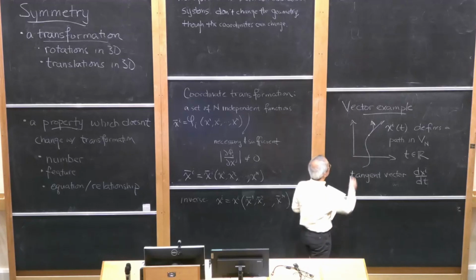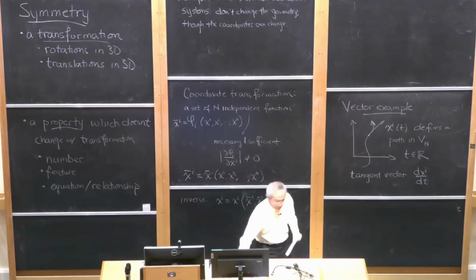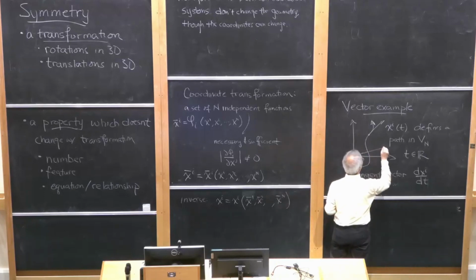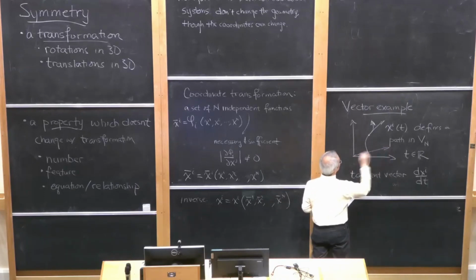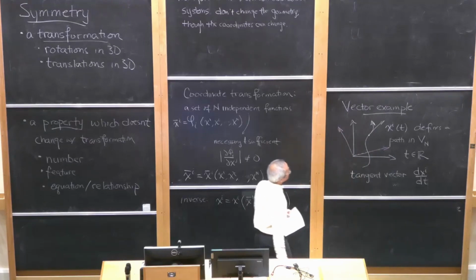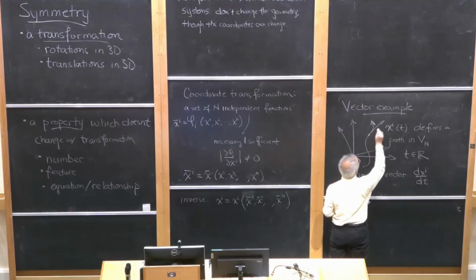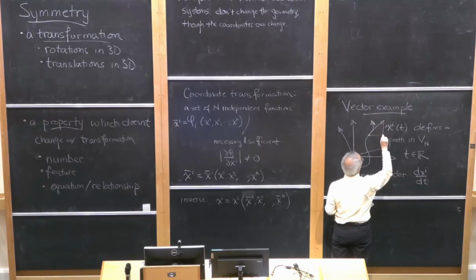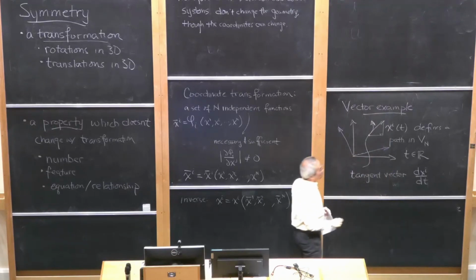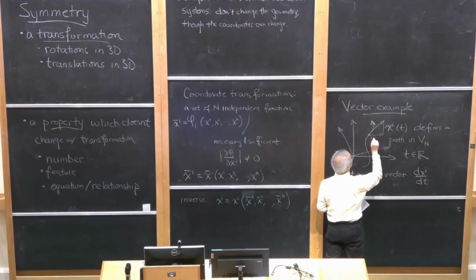So here we have a vector, and we want to ask, if we go into another coordinate system, how does that look? For instance, if you were to rotate a coordinate system, maybe better to use a different color. So let's say this is your new coordinate system, just rotated. Now here's your tangent vector. Before, these would have been the old coordinates.